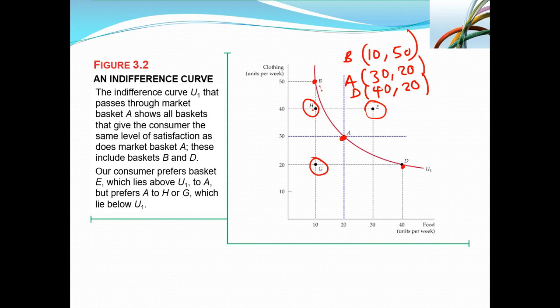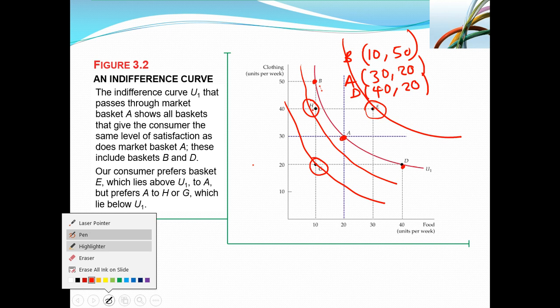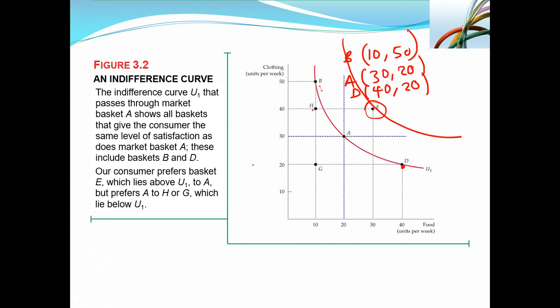The moment we try to put, let's say, H there, H is lying on a lower indifference curve, as we can see. Then G is also lying on a lower indifference curve. If we try to put E, it is even lying on a higher indifference curve, meaning that there is no way that these combinations can be lying on the same indifference curve. Practically, there is no way. Okay, because if we do that, then in short, we won't be obeying the law of transitivity.